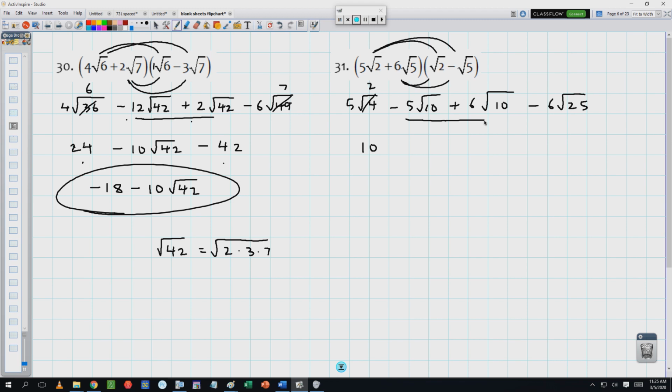These two radicals in the middle will combine to be a positive 1 radical 10. You had negative 5 here, you had plus 6 here. The square root of 25 on the end is a 5. Negative 6 and 5 make negative 30. I'll combine that first term and that last term. I get negative 20 plus the square root of 10.